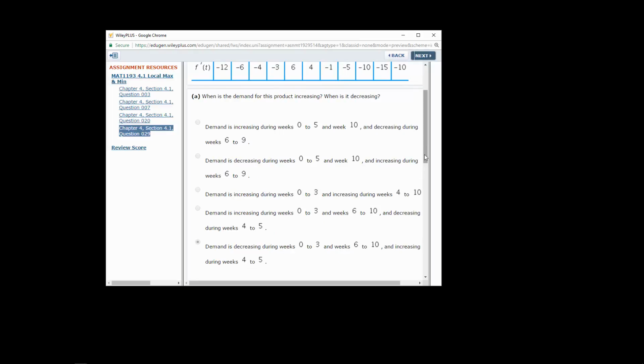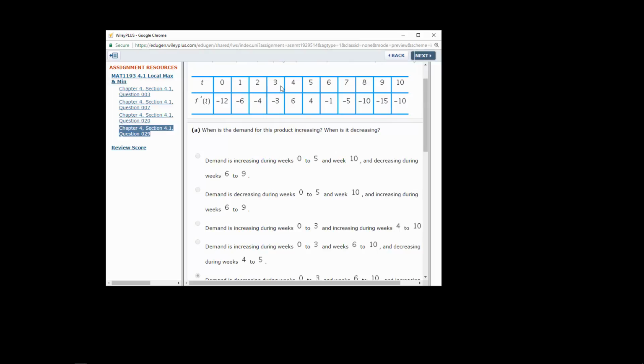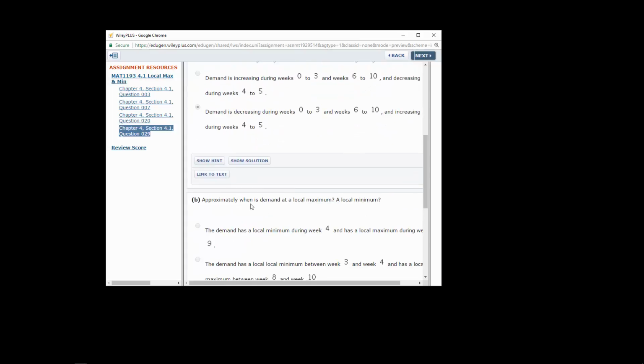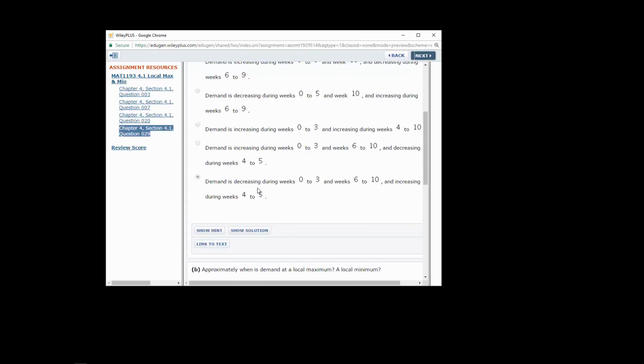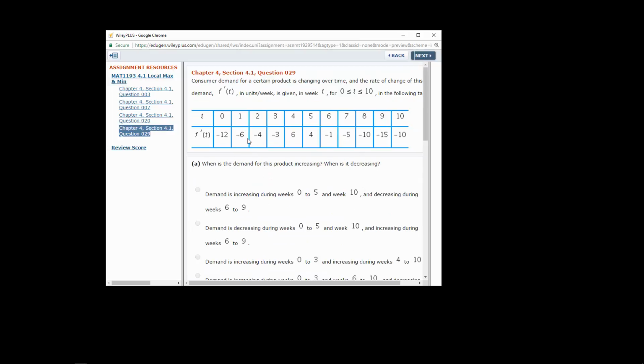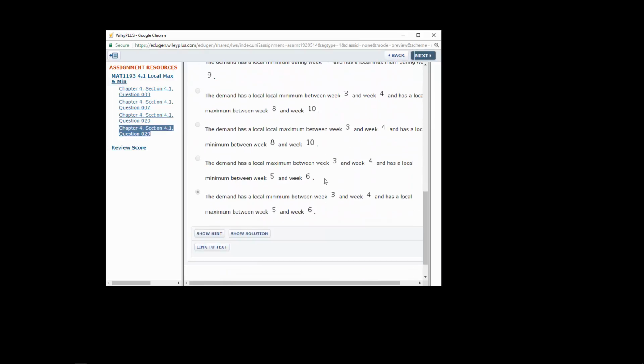So it says right here, demand is decreasing from 0 to 3. Okay, so from 0 to 3 because it's negative, and then from 6 to 10 because it's negative, and then it would be increasing from 4 to 5 because those are the only positive values. And then it asks where the max and min would be. Well, remember, this is decreasing to increasing, so that would be a min between 3 and 4. And then increasing to decreasing would be a max from 5 to 6, and that's what that's saying.